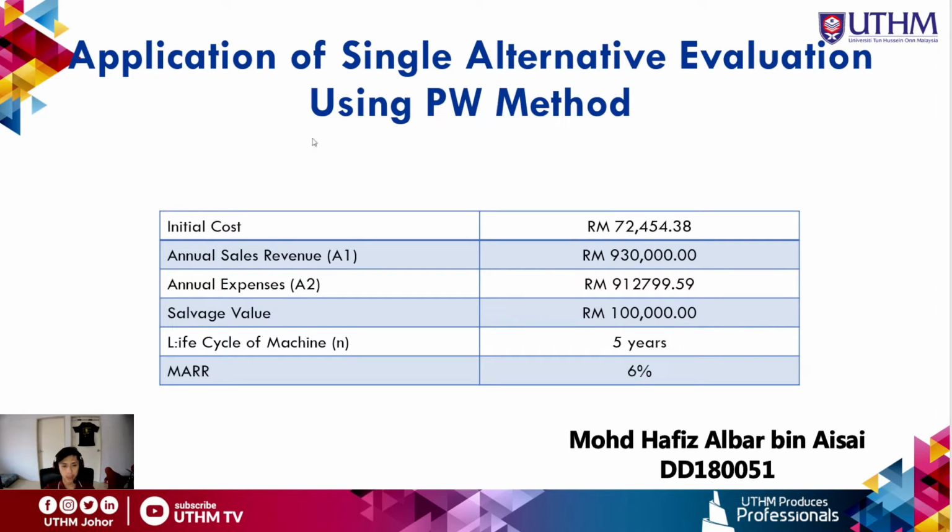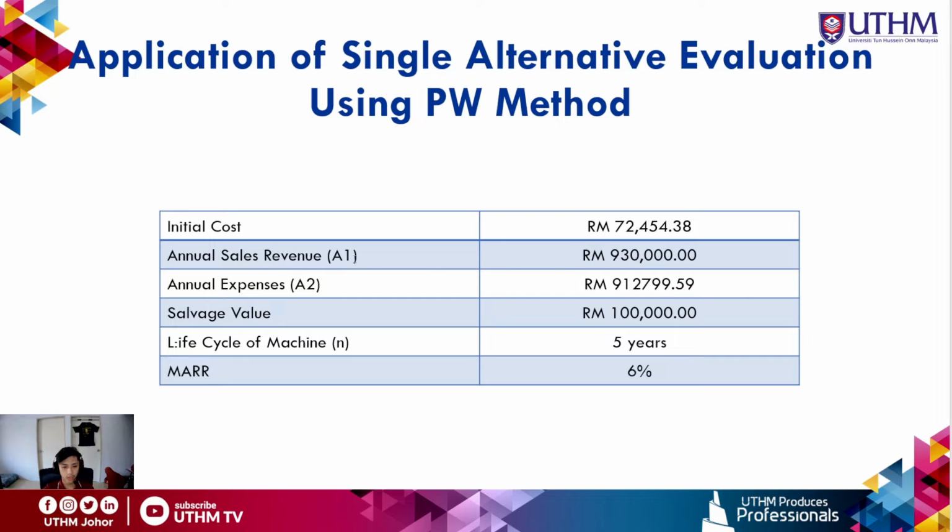Assalamualaikum, my name is Muhammad Hafiz Albar bin Arisai and I will present the final part of chapter 4, which is the application of single alternative evaluation using the PW method. This table is known as the cost revenue estimation table. The first one is the initial cost, which is the total cost to produce 25 units of the UVC sanitizing depository machine, which is around 72,454 ringgit and 38 cents.